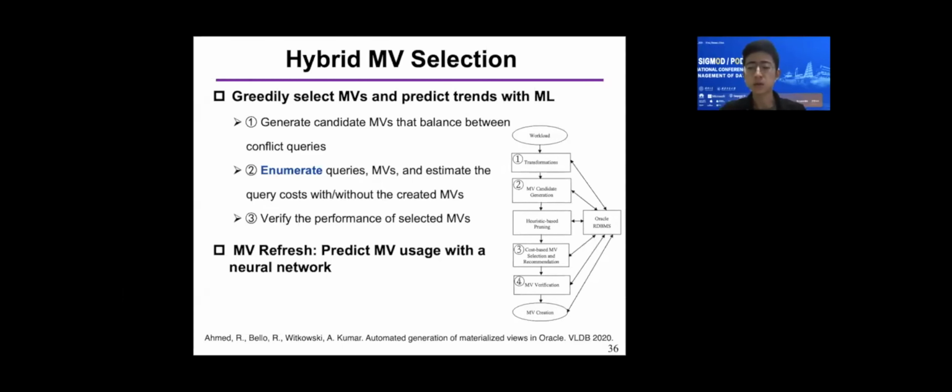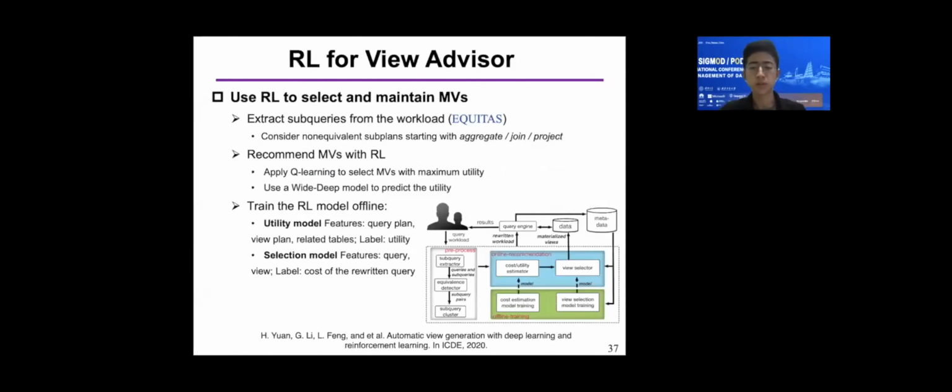However, the downside of this method is that it still takes quite a long time to enumerate MV combinations and cannot ensure high performance with heuristic pruning. So to address these limitations, Yuan has proposed to use reinforcement learning to address view selection and maintenance problems. First, they use a wide-deep model to estimate the benefit of using a materialized view to answer a query. Second, they model the view selection as an integer linear programming problem, or ILP problem in short, to use reinforcement learning to find the best policy.